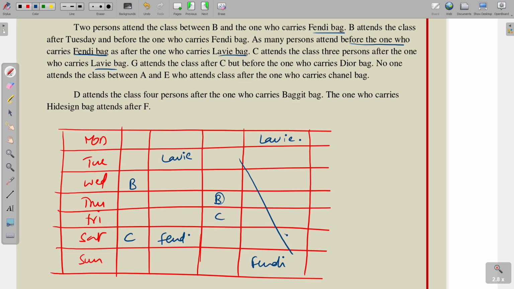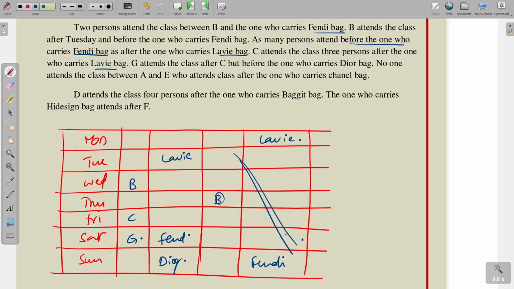Next point. G attends the class after C, but before the one who carries Dior. So after C, Saturday and Sunday. So Wednesday 1, 2 and 3. So actually C is placed on Friday, and here G is placed, and the remaining bag is placed here. So we don't have any place to fix C.